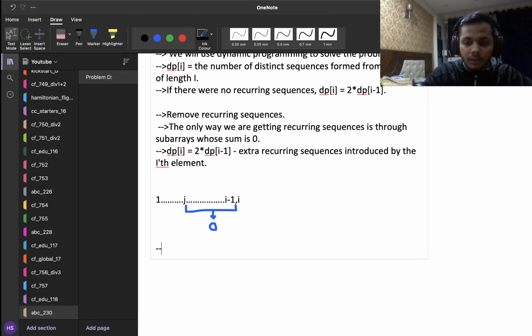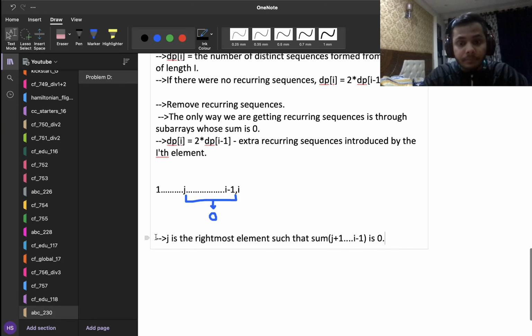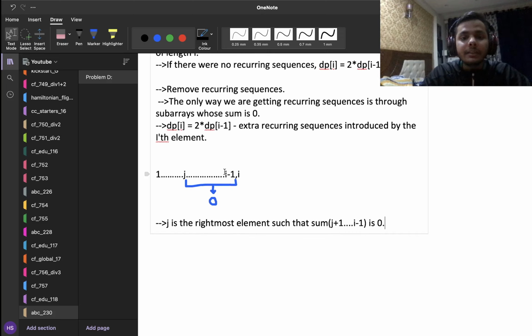So what I'm trying to say here is that, let's write it down here. So j is the rightmost element such that the sum in the range from j plus 1 to I minus 1 is 0, right? And obviously, if this is a subarray whose sum is 0, this is the only subarray which is introducing the extra recurring sequences, because all the other recurring sequences have already been encountered by dp of I minus 1 and they have already been reduced. And I have to count the extra recurring sequences which have been introduced due to the addition of the ith element, and I have to subtract them from 2 times dp of I minus 1.